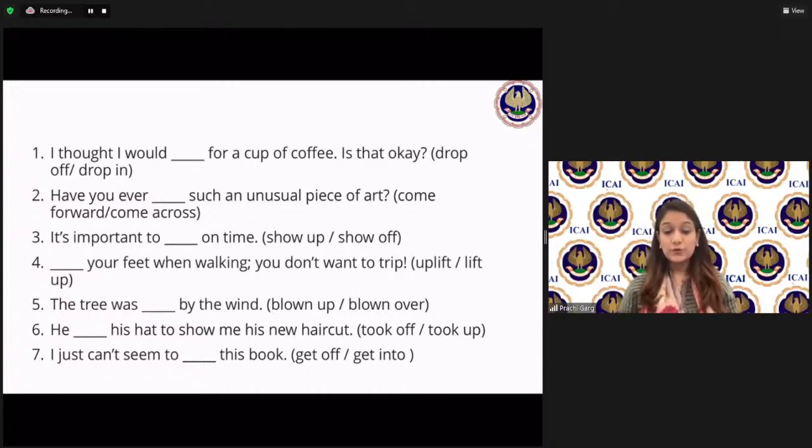I thought I would drop in for a cup of coffee. Is that okay? Drop in. I told you, to visit someone. Drop off is to go. Have you ever come across such an unusual piece of art? It's important to show up on time. Show up is to reach somewhere and to be present somewhere.